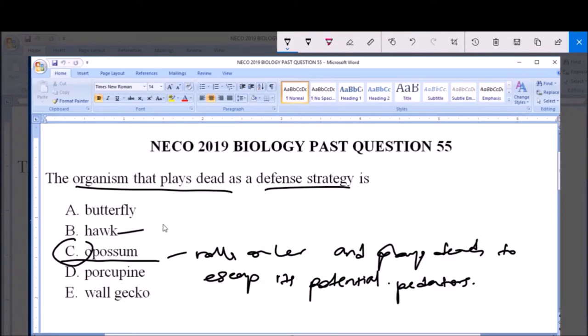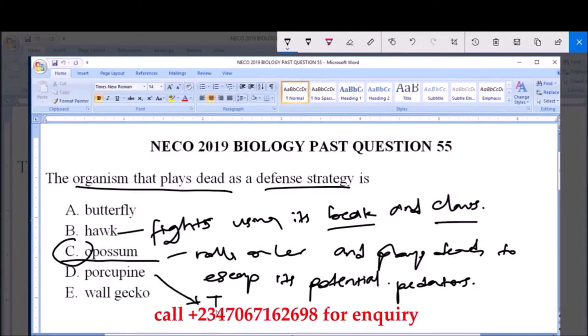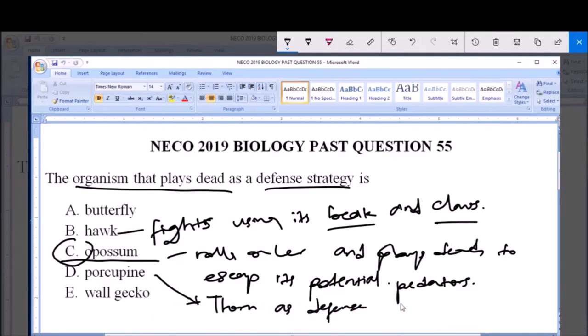But the hawk actually fights back. It fights using its beak and claws. This is the defense strategy of the hawk. It falls down on its back and fights back using its beak and claws. Then the porcupine uses its thorns as a defense mechanism. And then the world gecko detaches part of its body, most especially its tail.